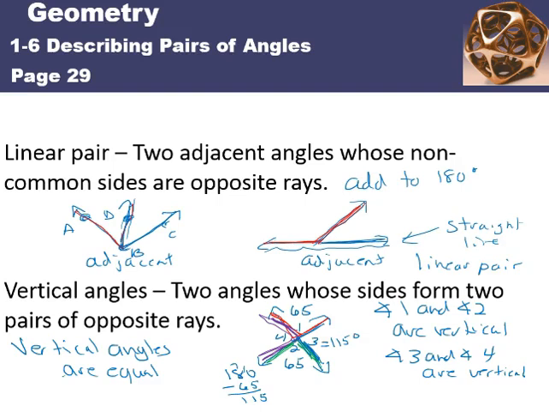So we were given that angle 1 was 65. Because 2 is vertical with it, we know 2 is 65. 3 is 115 because it's a linear pair with 1. And then because 3 and 4 are vertical, we know that 4 has to be 115.